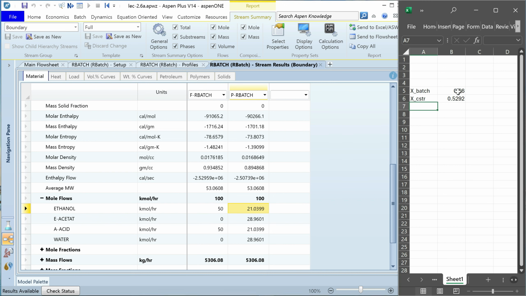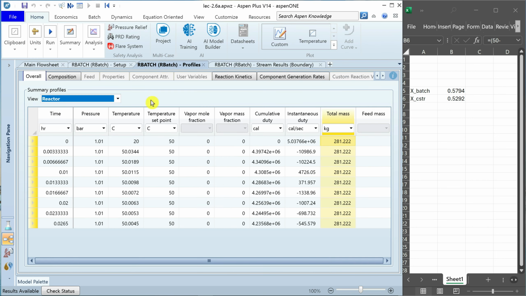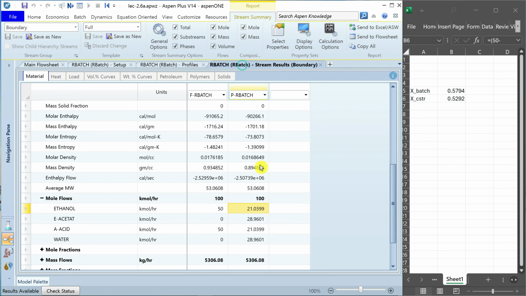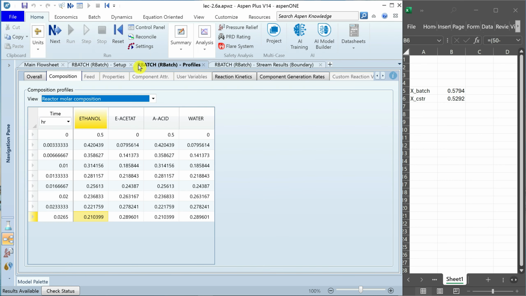Now the reaction conversion is 57.94%. So almost 8% conversion reduces by decreasing the reaction time to its half value. We can check the concentrations of individual components. The original concentration was 0.5 and now it's 0.21. That's the same number as displayed in terms of kilomoles per hour.